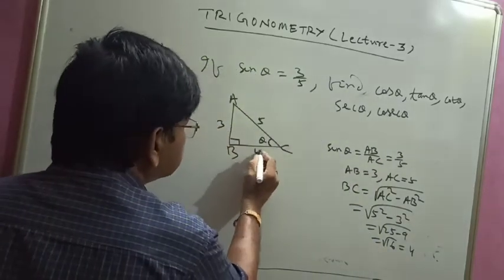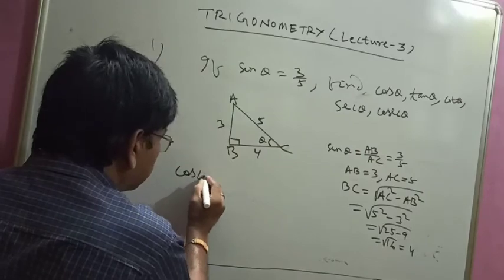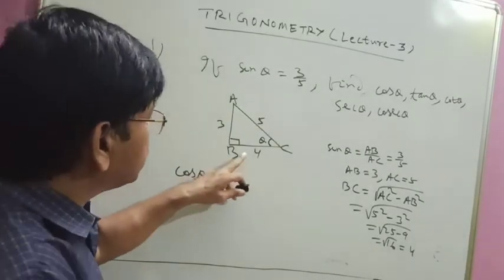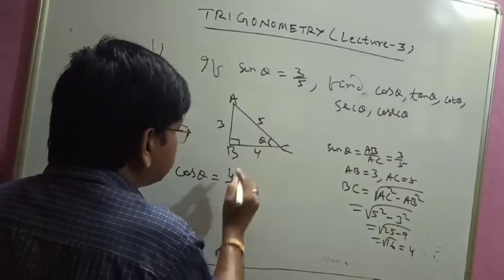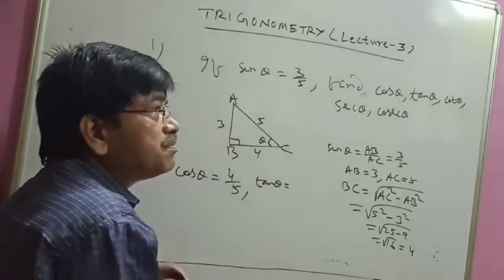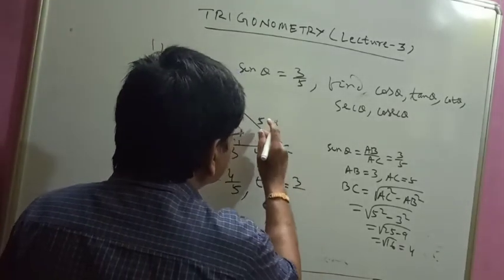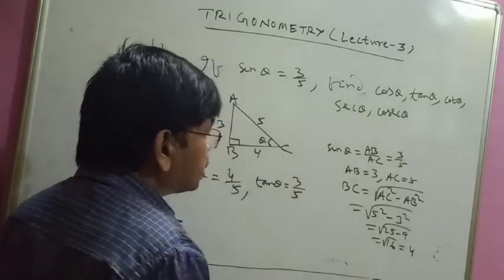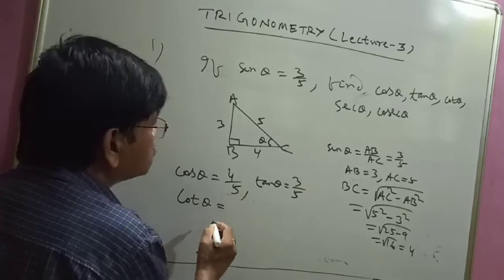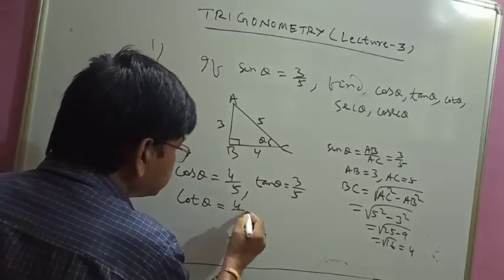So now this BC is 4, so easily now you can find out everything. You know the formula discussed earlier, cos theta is what? B by H, so here B is 4, H is 5, so 4 by 5. Similarly, tan theta is what? Tan is P by B, so this is P, that is 3, and this is B, that is 4. And what is your cot theta? Cot theta is B by P, so it is 4 by 3.